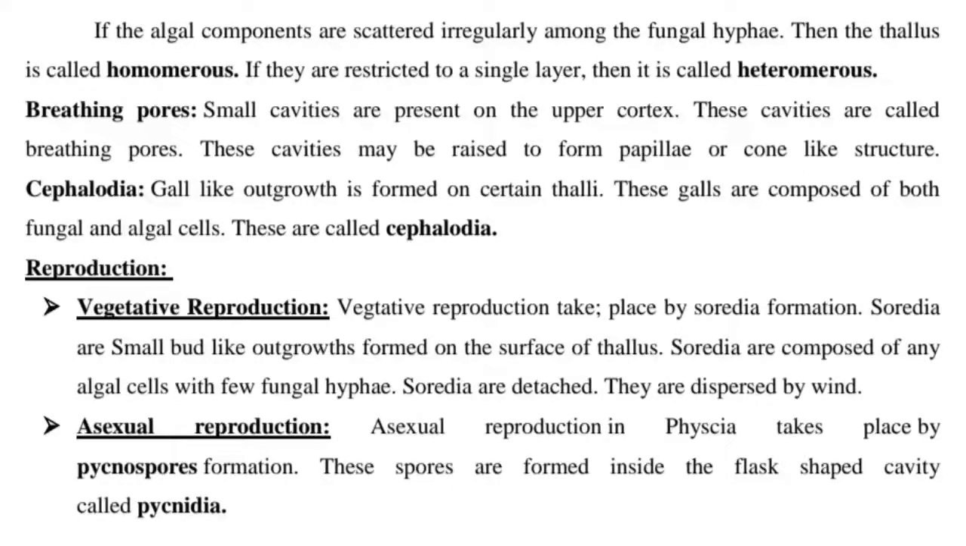If the algal components are scattered irregularly among the fungal hyphae, then the thallus is called homomerous. If they are restricted to a single layer, then it is called heteromerous.